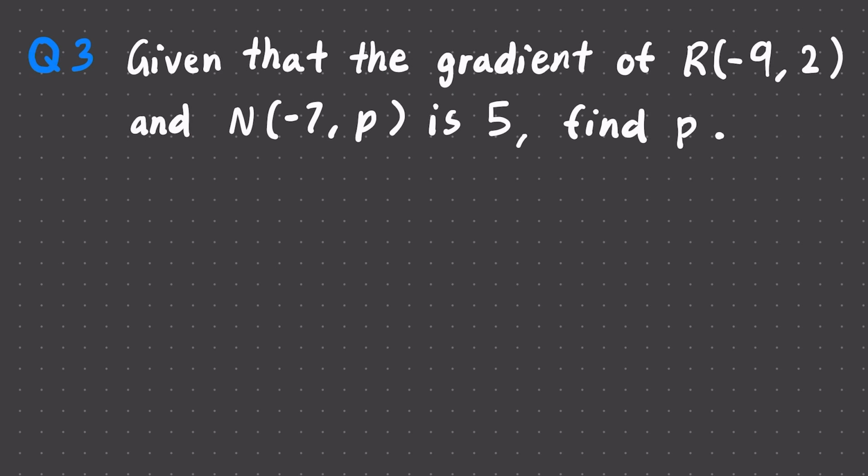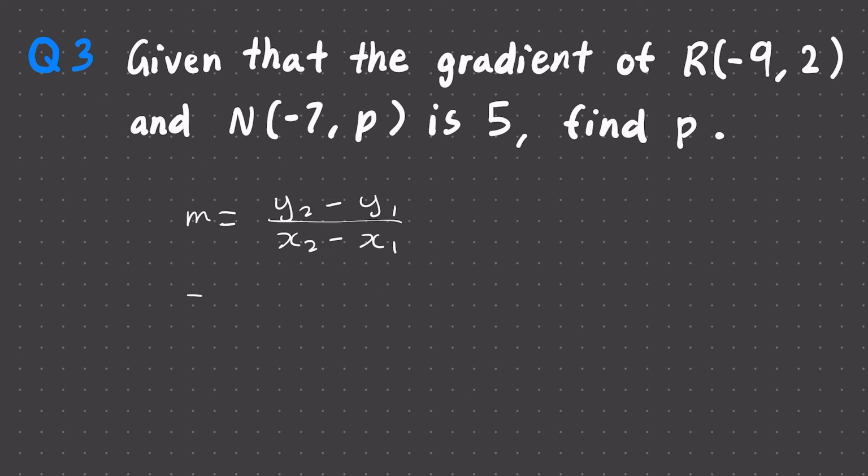Question 3. Given that the gradient of R(-9, 2) and N(-7, p) is 5, find p. So here, the question doesn't ask you to find the gradient directly, but it is sort of an application type question where we use the knowledge of gradients to find the missing value p. So let's get started. So we have m equals y2 minus y1 over x2 minus x1. So of course that is the rise over run.